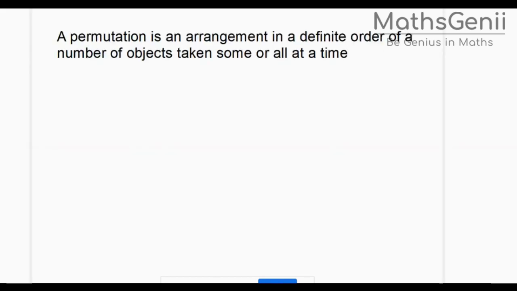Now let's look at what permutation is. In the beginning of the video, I've already told you permutation is an arrangement in definite order. We just saw that in the lock we had to use a definite order to open the password. It is a definite order of a number of objects taken some or all at a time. Correct? Now I'm going to show you the usage of the formula with a very good example.